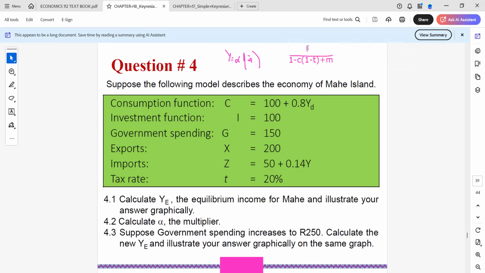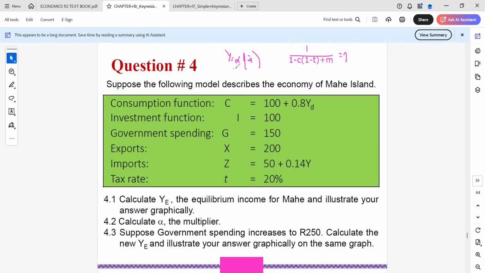Don't forget to use the BODMAS rule. The c is 0.8, and 1 minus t, where the tax rate is 20%, which is 0.2, plus m, the marginal propensity to import, which is 0.14, because remember we have autonomous imports plus m times Y. So m is 0.14, and I'm getting 2. The multiplier is equal to 2.